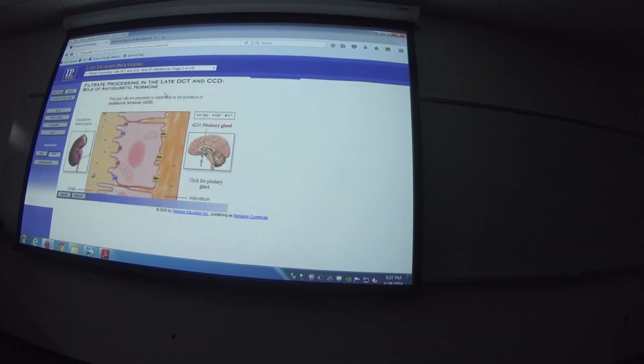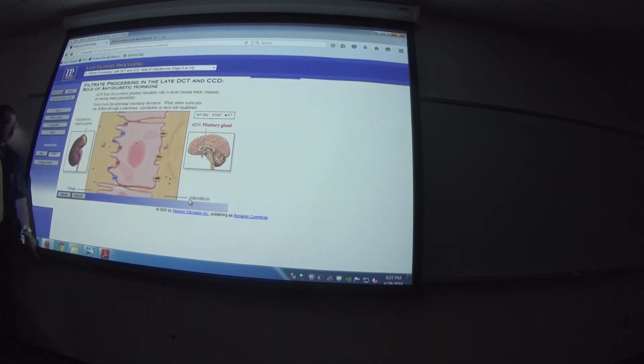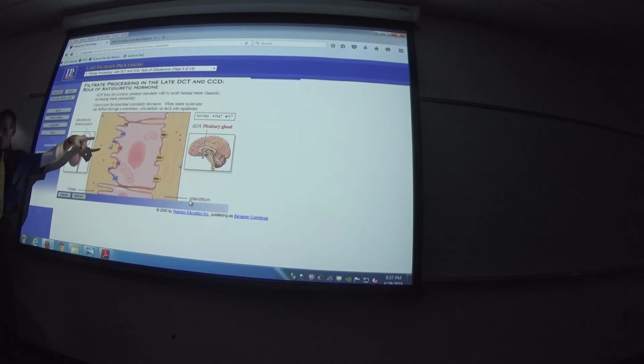We're going to do ADH right there. I am clicking it there. So what's that big blue balloon going left to right? What is that? Water. That's water. So it's going left to right. It must be what? Permeable. Reabsorption or going from urine into my body. How's it getting in there? What are these? Aquaporins. Aquaporins or water channels.